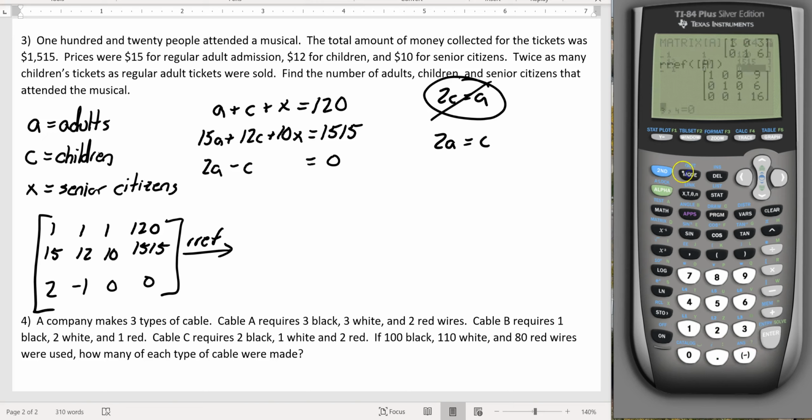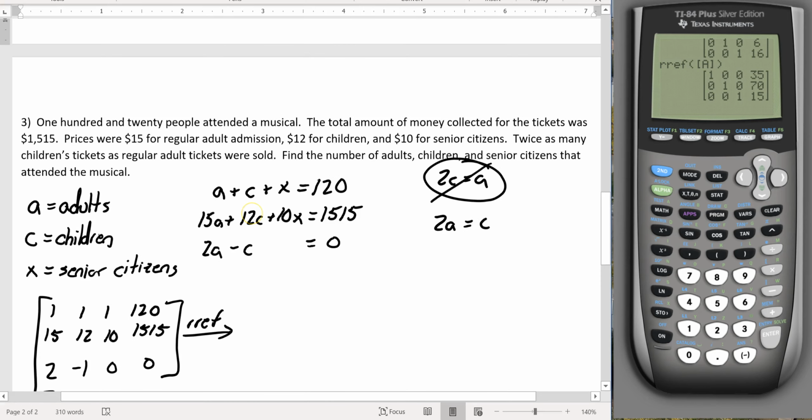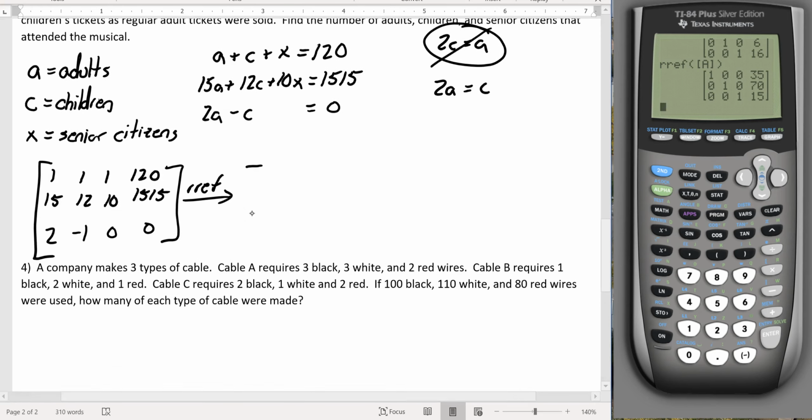Excellent. Second quit, second matrix, math, RREF, second matrix A. Look at this. All right, so oh, screwed it up on me. Let's try again. 1, 0, 0, 35; 0, 1, 0, 70; 0, 0, 1, 15.